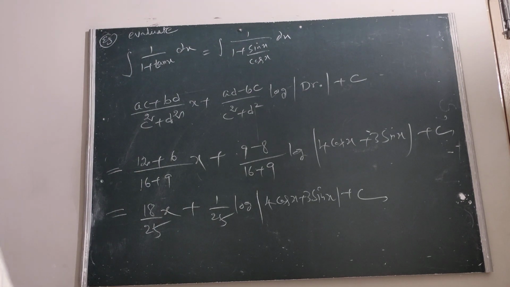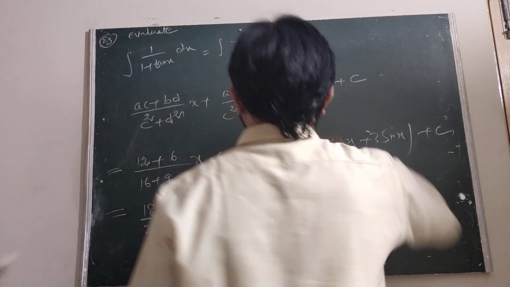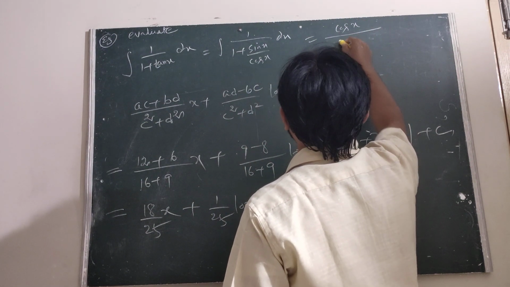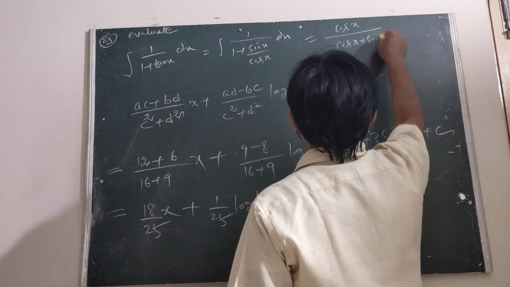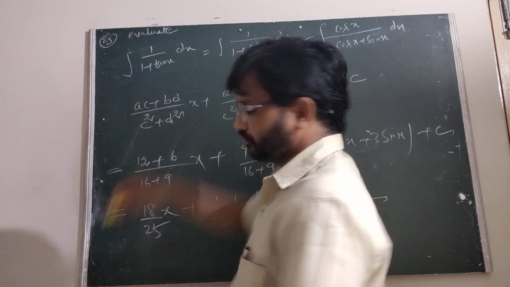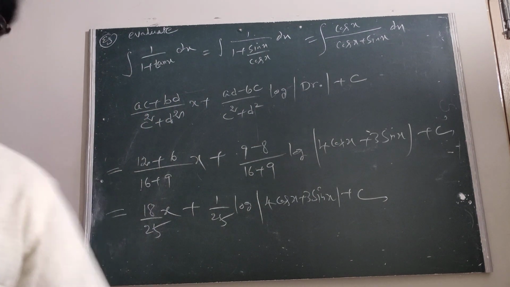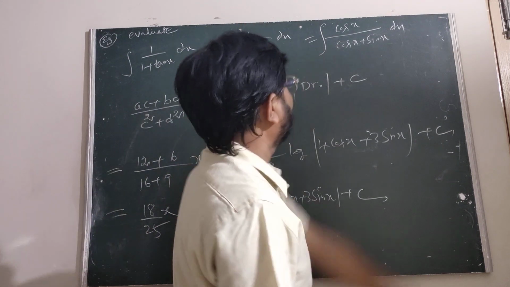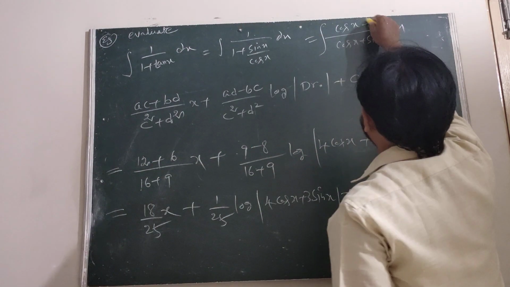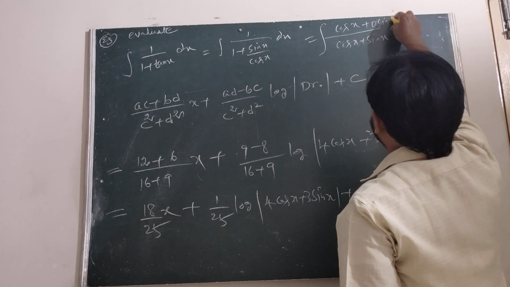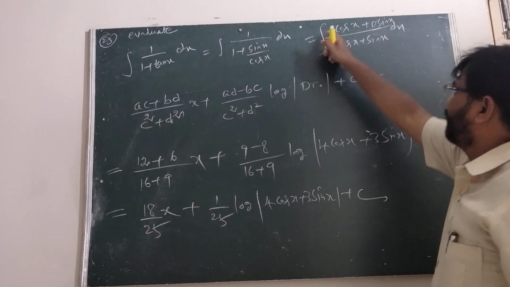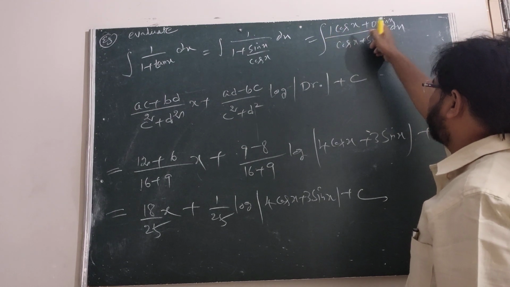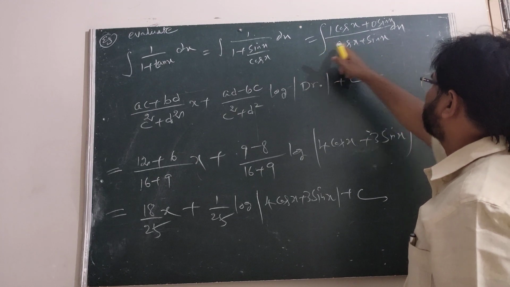Now we take the LCM, which is cos x, and that will be sent up, so we get cos x by cos x plus sin x into dx. Is it okay? We take the LCM as cos x, therefore cos x plus sin x is sent to the numerator. So we can also take 0 sin x here. This is a cos x, and we have to compare with a cos x plus b sin x upon c cos x plus d sin x.